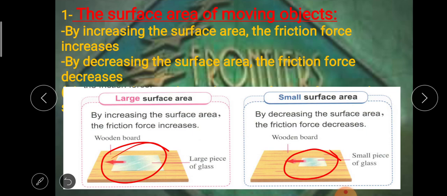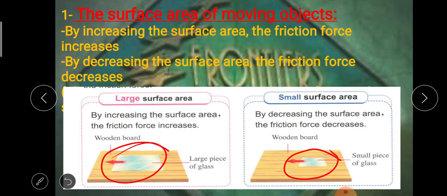Let's give you another example. If I take a book and let it move on your desk, and then I take a pen and let it move on the same desk, which one will make more friction? Yes, the book. Why the book? Because it takes more space, it's larger than the pen, so it has more surface area.